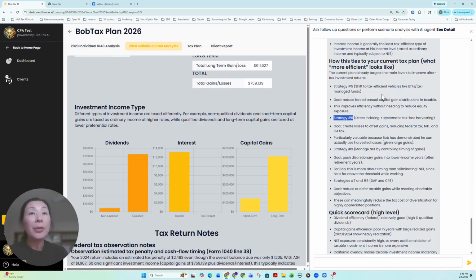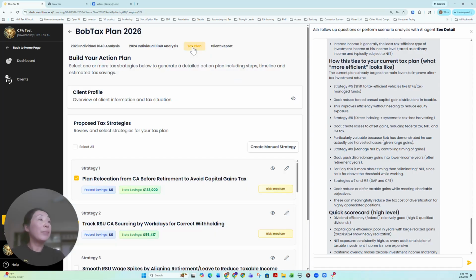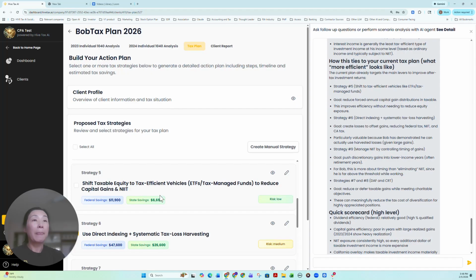Now, from the tax return we uploaded, our AI assistant doesn't know where Bob invested his assets. Most of his investment is actually S&P 500. So we filled a questionnaire. We say Bob's investment is mainly in S&P 500. So let's take a look at strategy number 5.